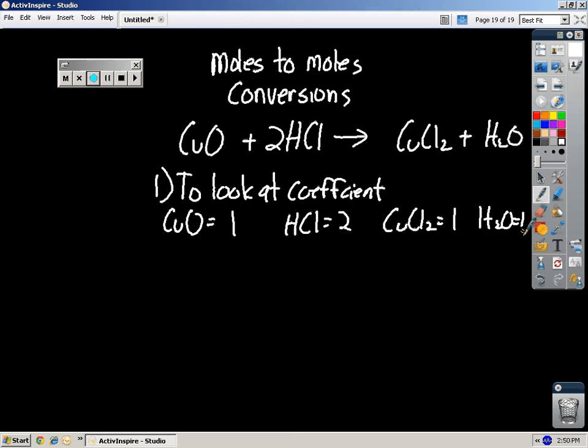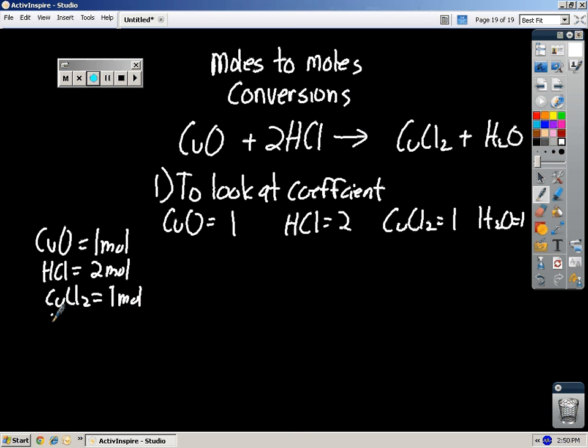So I'm going to write that down. For CuO, I have 1 mole. For HCl, I have 2 moles. For CuCl2, I have 1 mole. And for water, I have exactly 1 mole. Yeah, that was a double replacement reaction that we did. Okay, so there's our conversions.